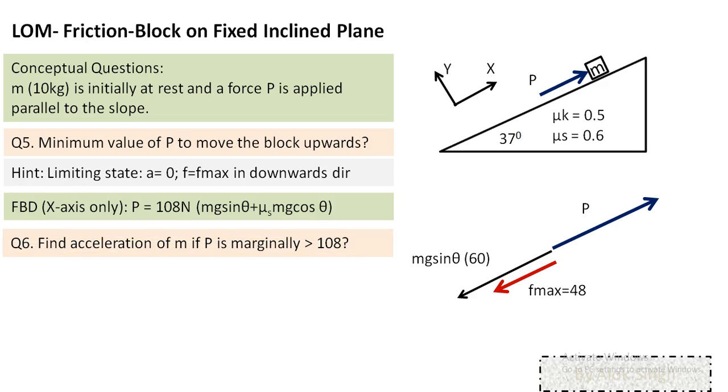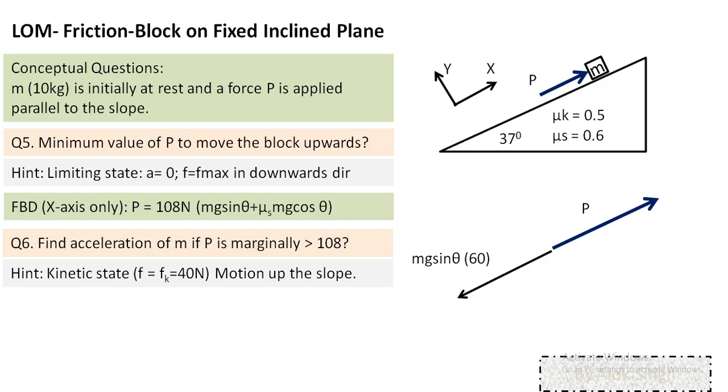Next, find the acceleration of m if P is marginally greater than 108 Newton. So 108 Newton will bring it to the verge of motion. If you slightly increase the force P, it will make the block slide. It will enter into kinetic state. What will be the acceleration of block M if P is marginally greater than 108 Newton? How do we solve? It's a kinetic state. So magnitude and direction of friction force is known, which is equal to f k, mu k times mg cos theta, which works out to be 40 Newton. And motion is up the slope.